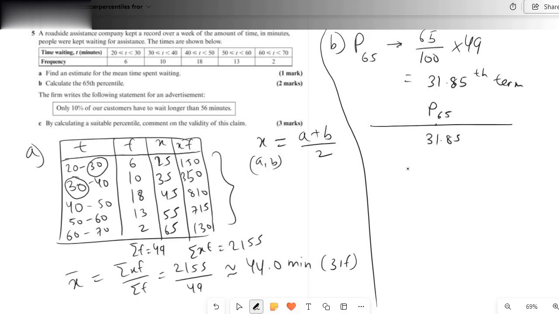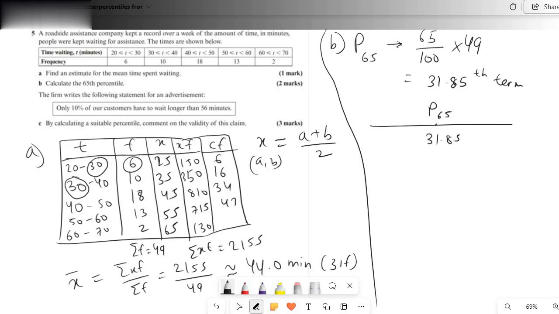Now let's find out in which class this belongs to. In order to do that, we have to figure out the cumulative frequency. So we can tabulate this again by writing CF. For the first one, this is going to be 6. The next one is going to be 10 plus 6, which is 16. Then 16 plus 18, which is 34. Then 47. And then at the end, we have 49. And if you notice, the summation of f is exactly the same as the end value of the cumulative frequency. Now 31.85 lies before 34, meaning that the 65th percentile must lie within this class.